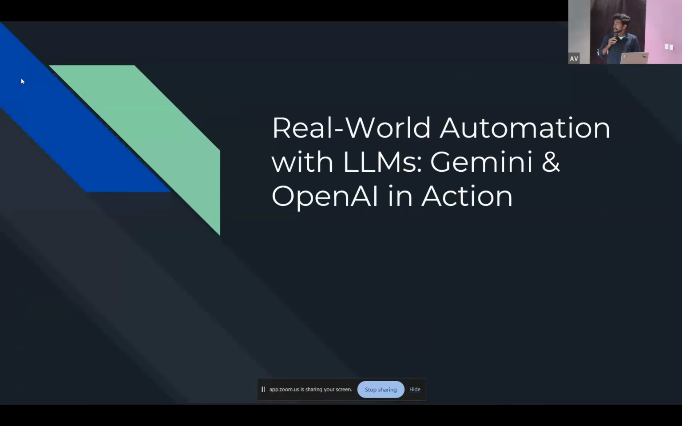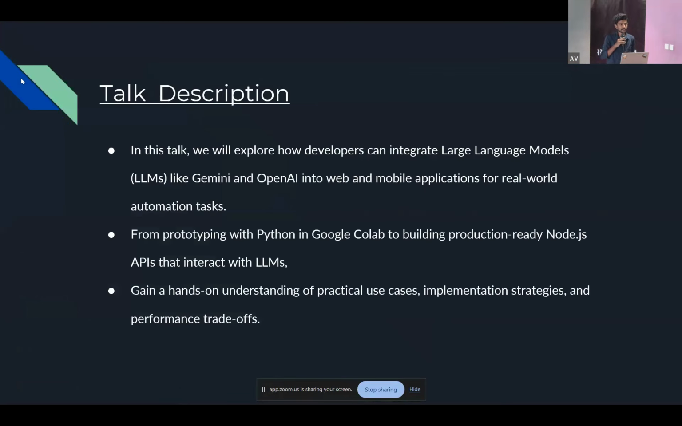I am Gokul. I am going to discuss real-world automation with LLMs using Google Gemini and OpenAI. The talk describes how real-world developers use Google Gemini and OpenAI in their applications for text extraction, text extraction from images, text generation from images, and so on. We are going to see real-world practical applications as well as some use cases.